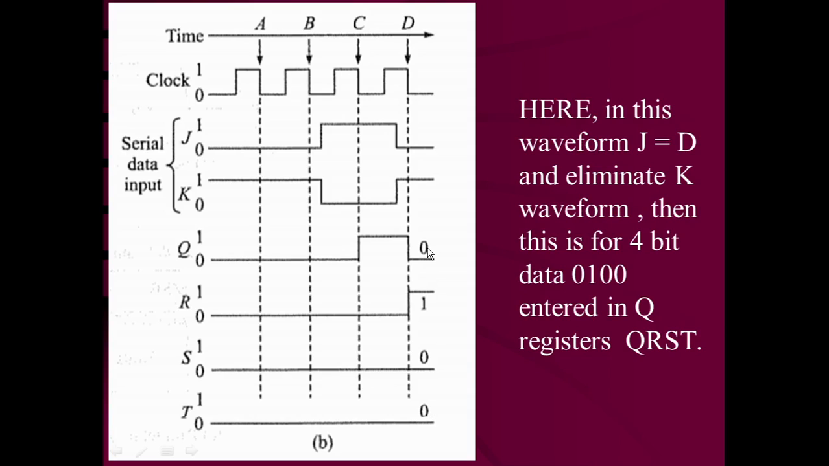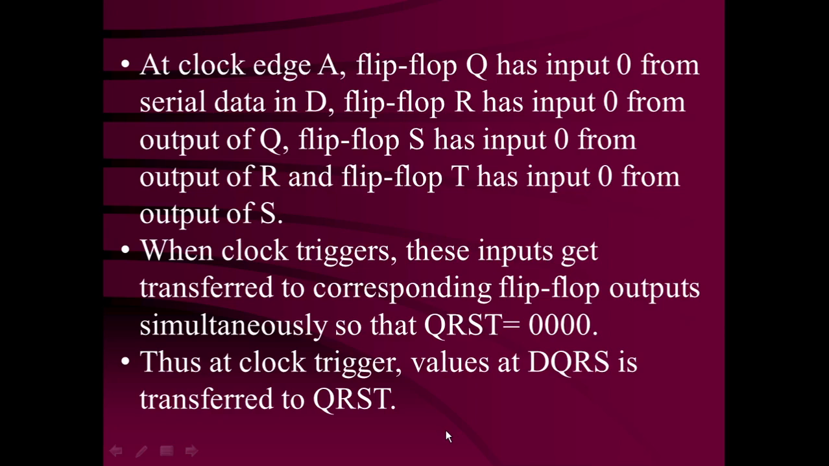So after the 4 clock cycles, what will be the data? 0, 1, 0, 0. So the 4-bit data 0, 1, 0, 0 is loaded into the 4-bit shift register. So 4 clock cycles are required to enter the 4-bit data into the shift register. And you can see that the MSB is the output of Q, and the LSB is going to be the output of the T flip-flop.